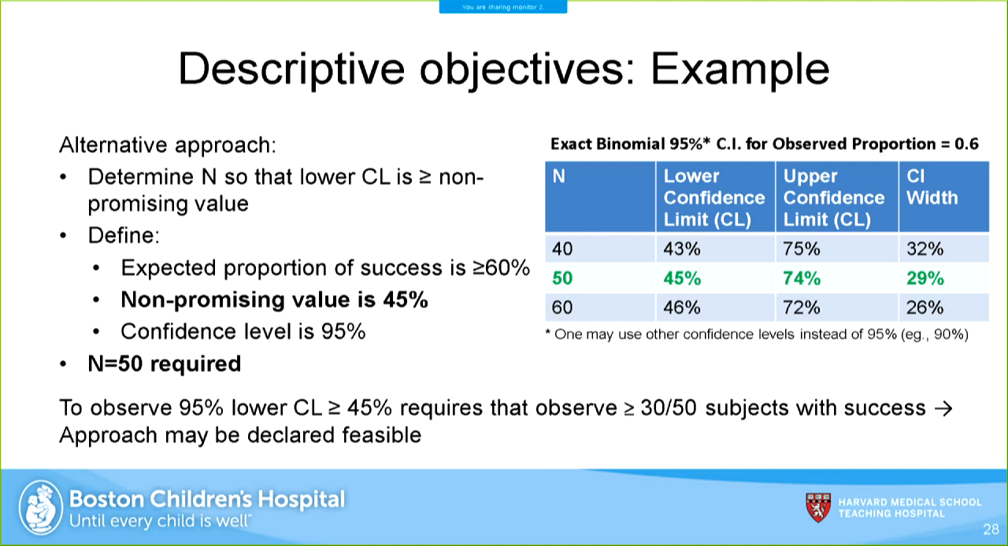Yes? So why do you determine one or the other? How do you make the decision that I'm going to have a non-promising value of 45 or 32, and how do you do the calculation?